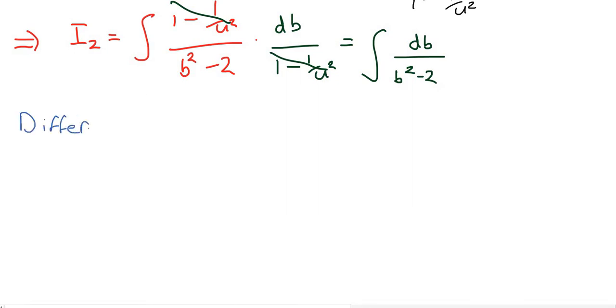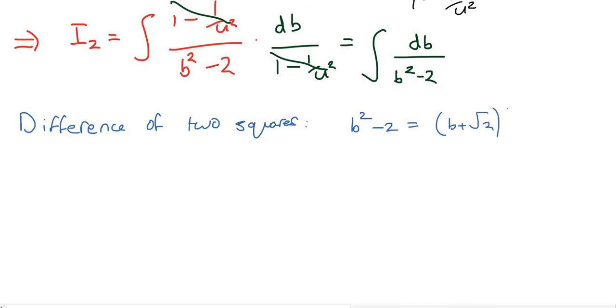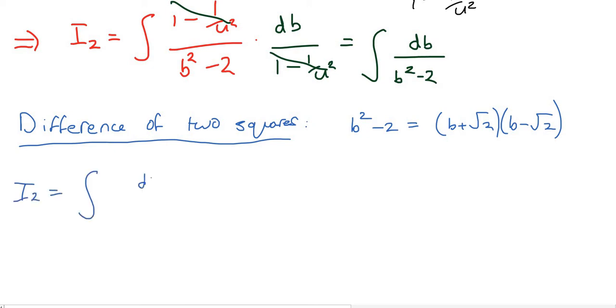Great. Right, now one thing you can hopefully see with the denominator now is that we have a difference of two squares going on. So b squared minus 2, well, this just equals b plus the square root of 2 times b minus the square root of 2. So again, another common trick in integrals, transforming using the difference of two squares method. So our integral I2 becomes, well, it's db still, and I know some people don't like writing db on the top, they prefer having it to the side, but with me it doesn't really matter. So db divided by b plus the square root of 2 times b minus the square root of 2.